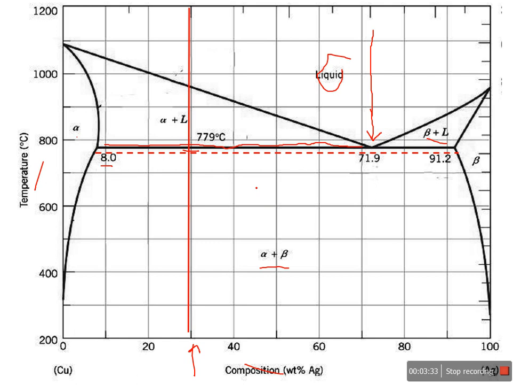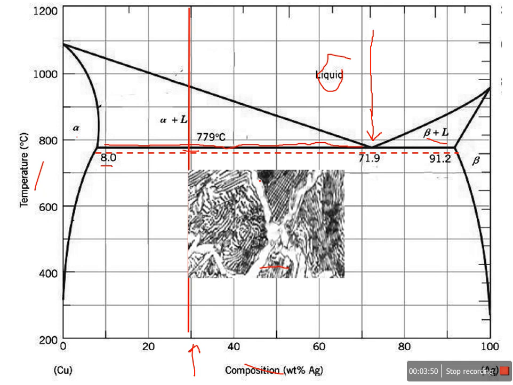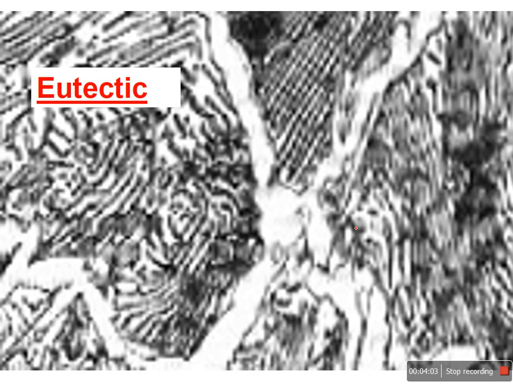Now, the first part of the question, of course, deals with the total amount of alpha and the total amount of beta. And we don't really care where the alpha and beta come from, what part of the microconstituent. So what we do is we draw a tie line. The question is about alpha and beta, so the tie line is going to extend from the alpha to the beta boundary.